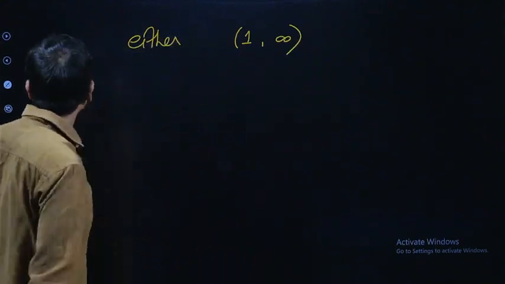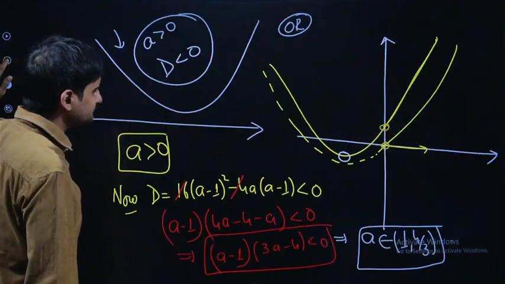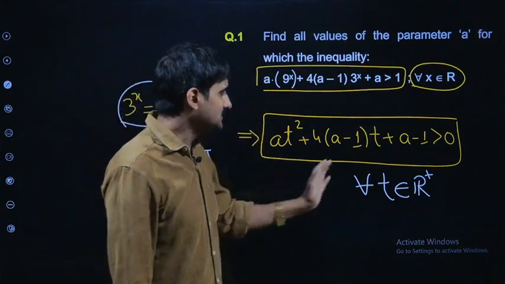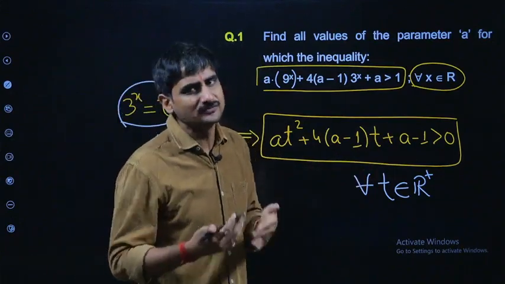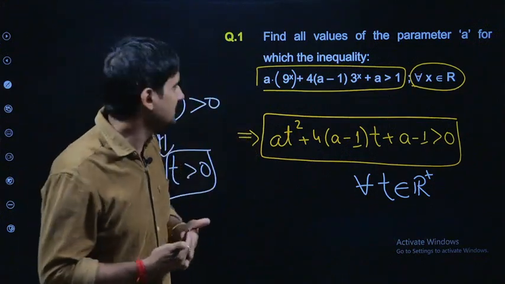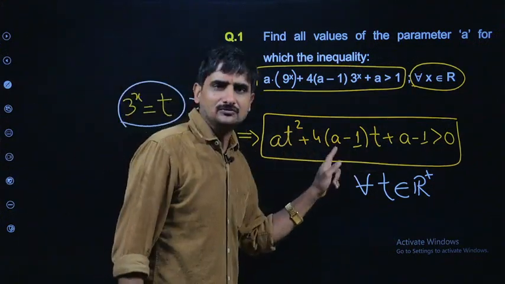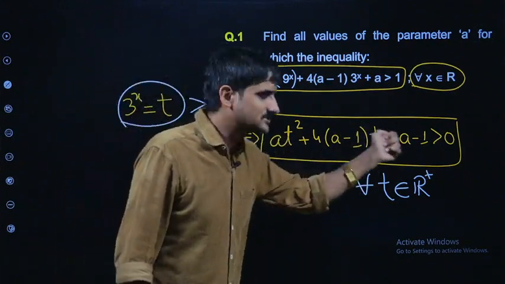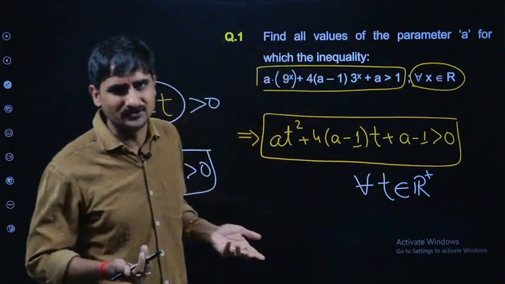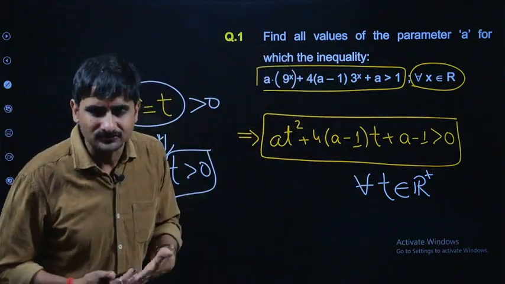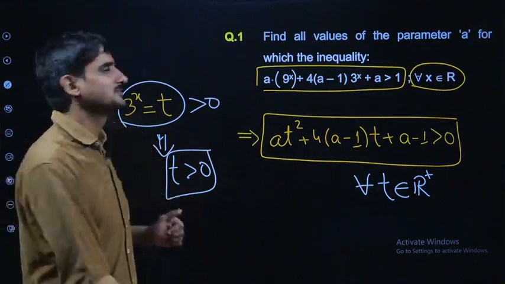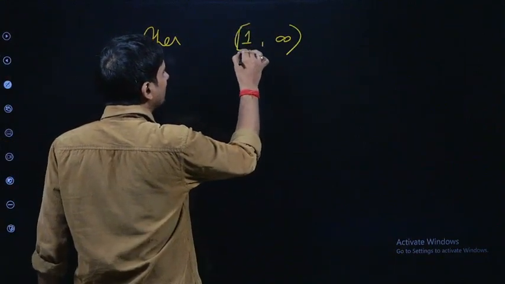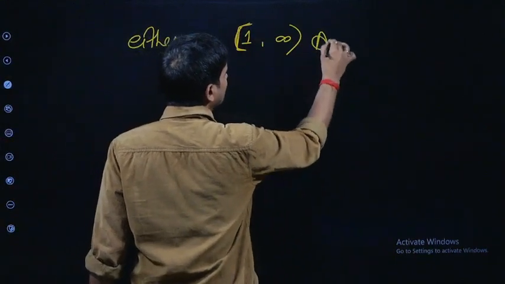Now one case: can a be 1 here? That we can check directly. Put a equal to 1 here. Then t square is greater than 0 for all t, so we will include 1 also. Shall I repeat? Put a equal to 1 here. This is 0, this is 0. You simply get a into t square greater than 0 since a is positive. So that's always true, and if it's always true, it's true for t positive also. So that means I'll be including 1 here. So according to me, that should be the final answer.